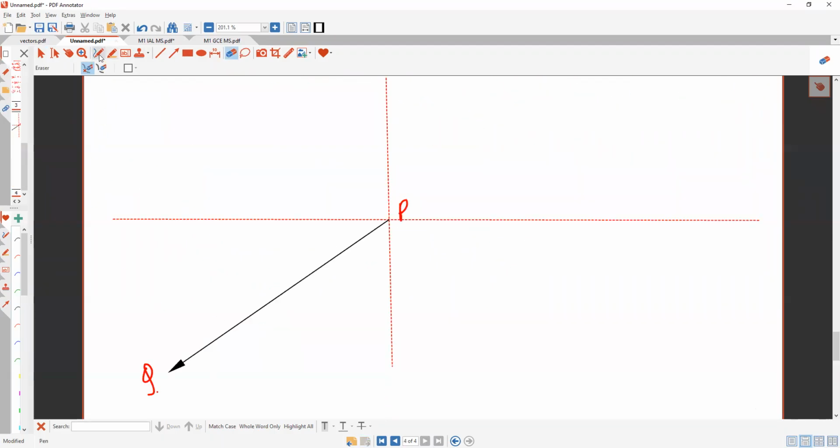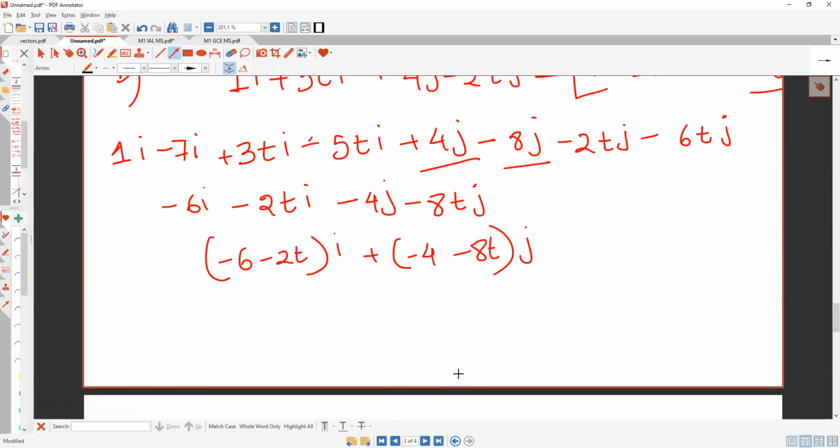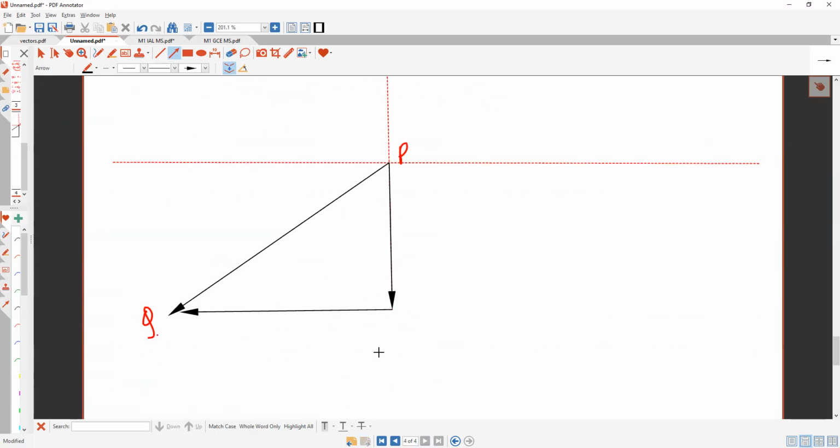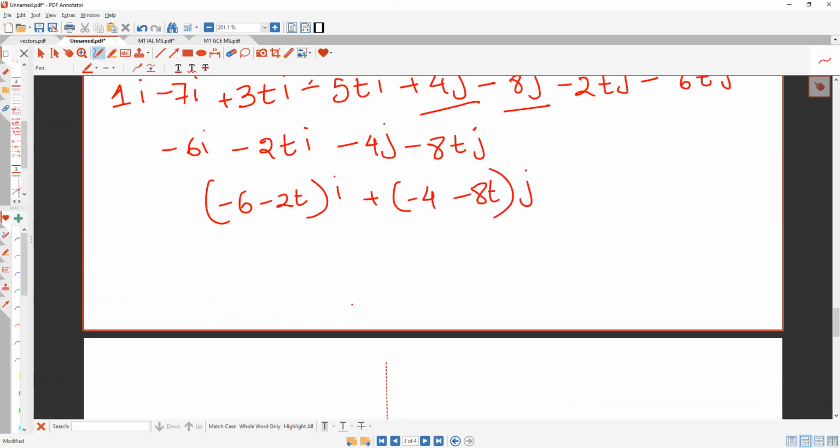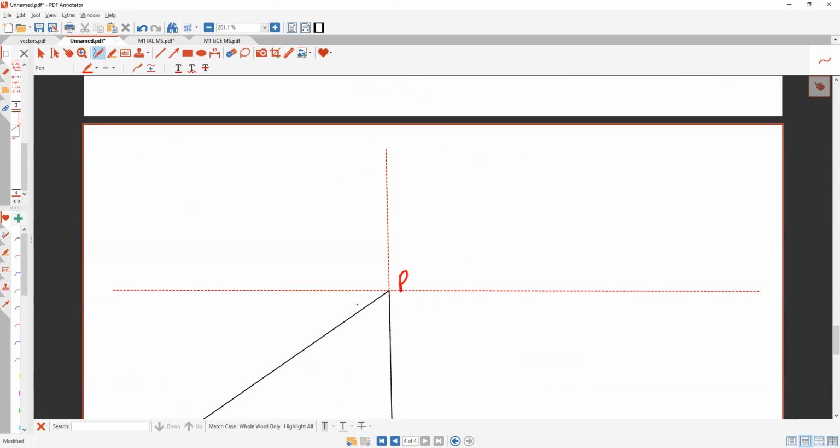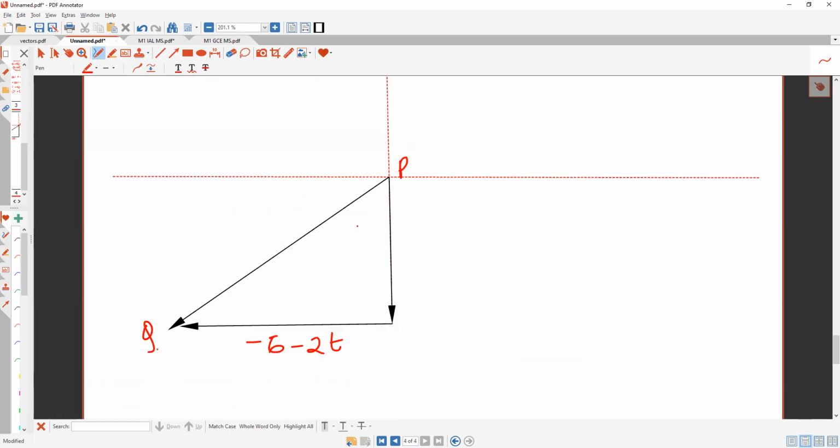So let's try. It has two components, right? One is the vertical component, another one is the horizontal component. One of them is minus 6 minus 2T. So this is going to be minus 6 minus 2T, the I value, right? And another one is the J value: minus 4 minus 8T. Minus 4 minus 8T. Clear, Shawan?